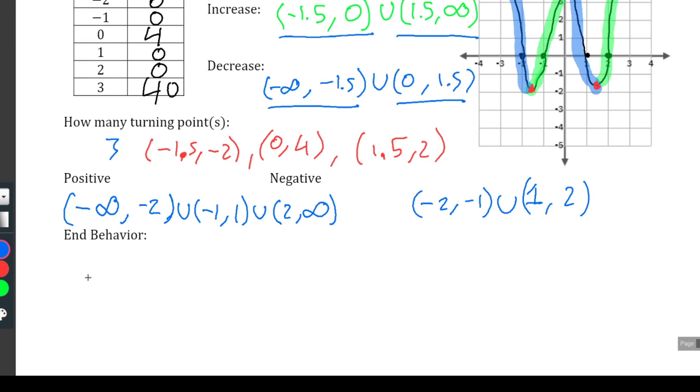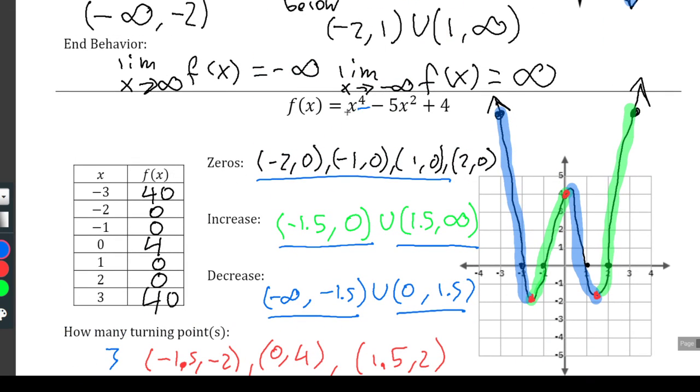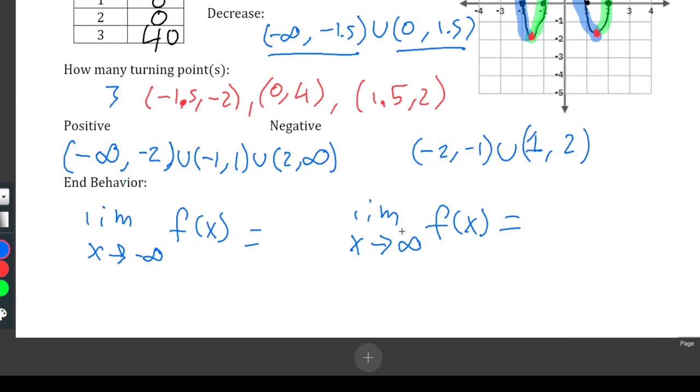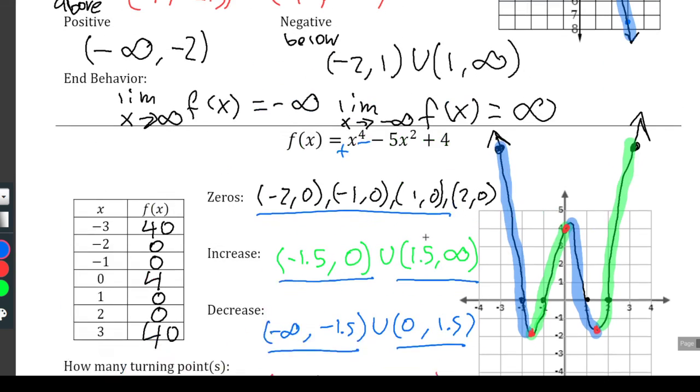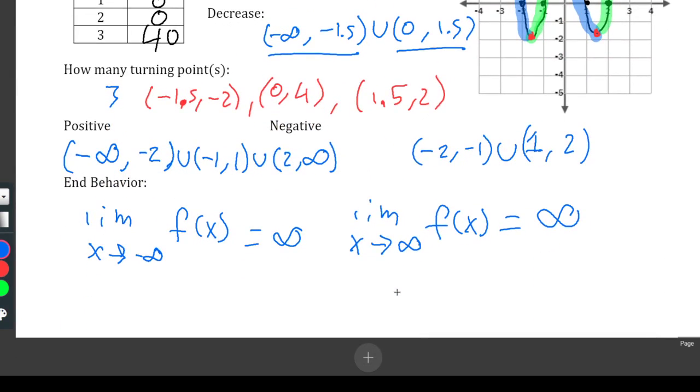Last but not least, we're looking at our end behavior. So the limit as x approaches negative infinity of f of x equals, and the limit as x approaches infinity of f of x equals. If you remember from yesterday, we have a degree of 4 with a positive leading coefficient. So both arrows are pointing up. So both of our end behaviors are heading towards positive infinity. And we can see that in our graph. Both arrows are pointing up, heading towards infinity. So that's all we got for today.